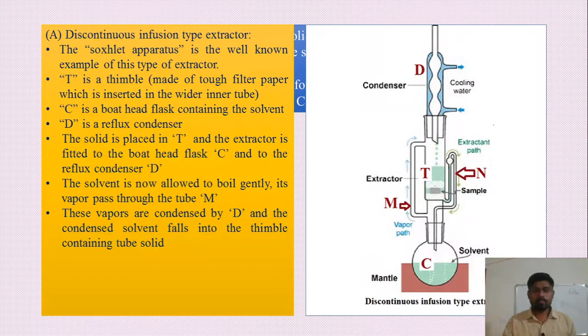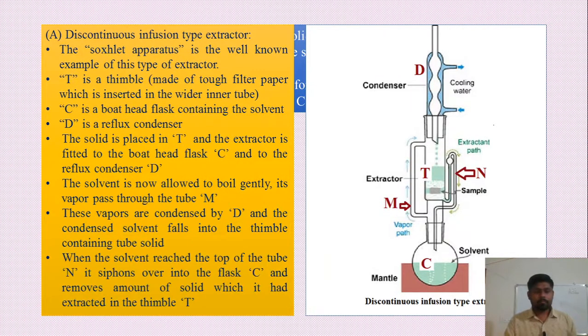solid. As I just told you, the next step: when the solvent reaches the top of the tube N, that is your tube siphons, tube N, it siphons over into the flask C and removes the amount of solid which it had extracted in the thimble T.